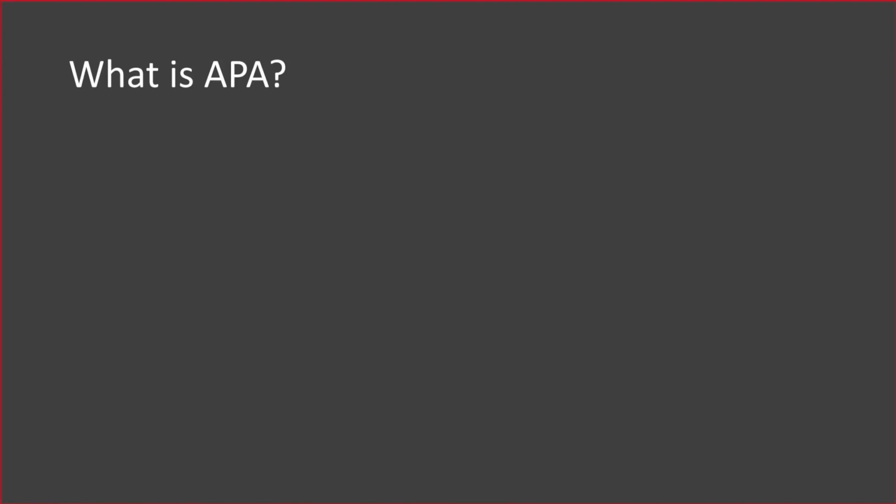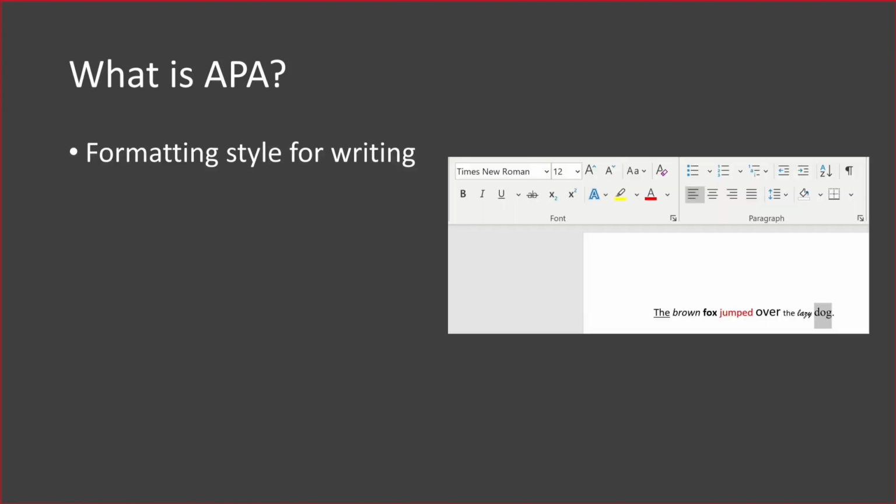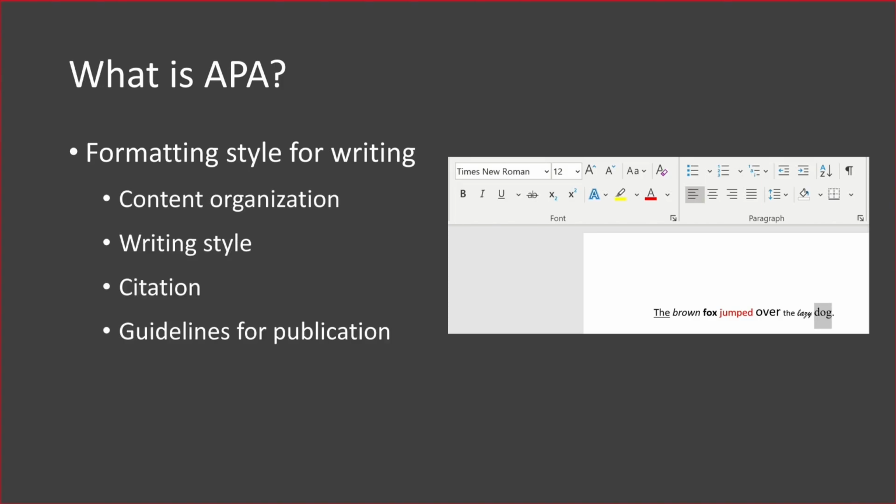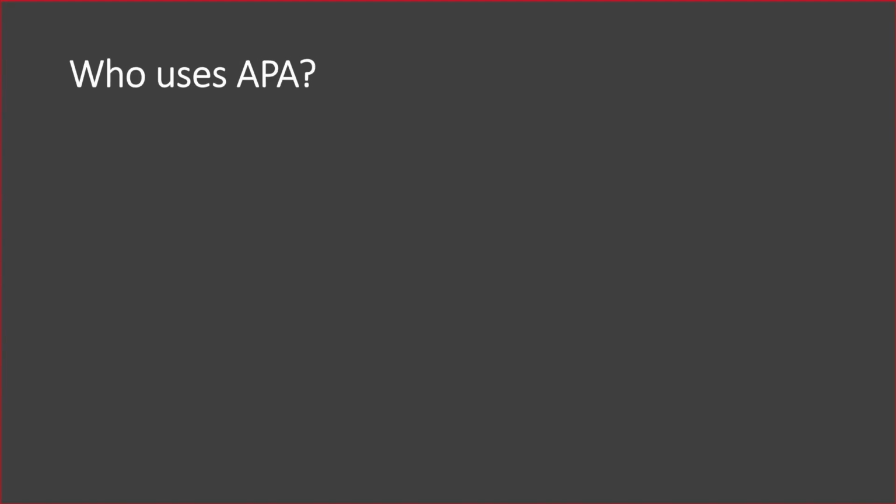So first off, let's start off with a bit of background. What is APA, and what is APA style? Well, APA is like MLA, it's a formatting style for writing, and it tells you how to organize your content. It gives you an idea for what kind of writing style you should use. It outlines citation methods, and it gives you guidelines for publication, just like MLA. The difference then is who uses APA, or what APA is good for.